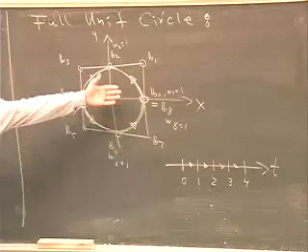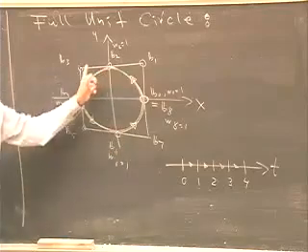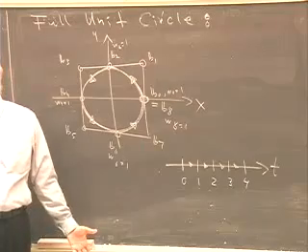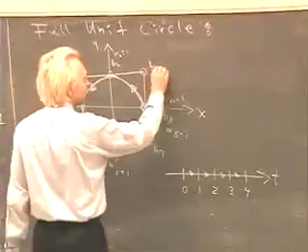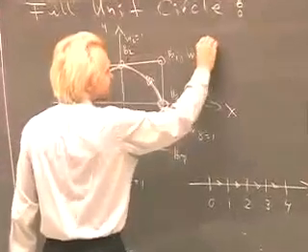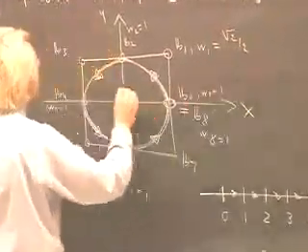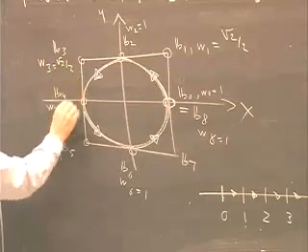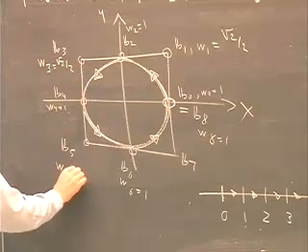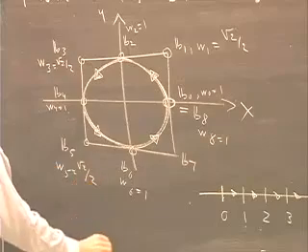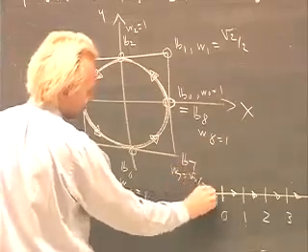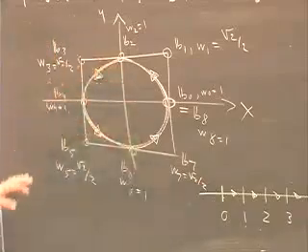And the interior Bezier points for each of these arcs have to be square root 2 over 2. So weight 1 is square root 2 over 2. Weight 3 is square root 2 over 2. Weight 5 is square root 2 over 2. And weight 7 is square root 2 over 2. That's it. So now you know how to represent a circle.